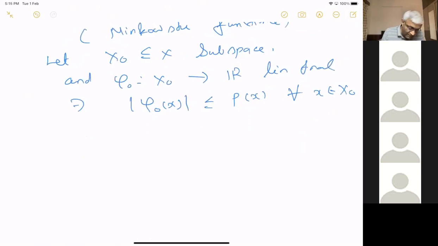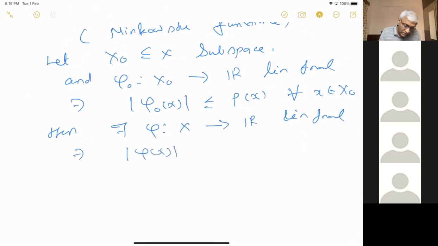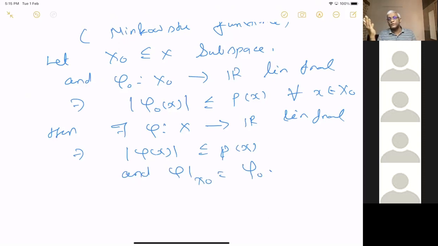Minkowski functional. Then there exists a phi, which is defined on the whole space X to R, a linear functional, such that this is also dominated by the same Minkowski functional, and phi restricted to X naught is just phi naught. So any linear functional which is defined on a subspace and dominated by a Minkowski functional can be extended to the whole space, still dominated by the same Minkowski functional. The Minkowski functional is defined on the whole space.